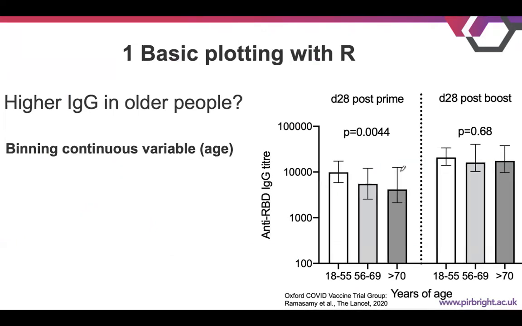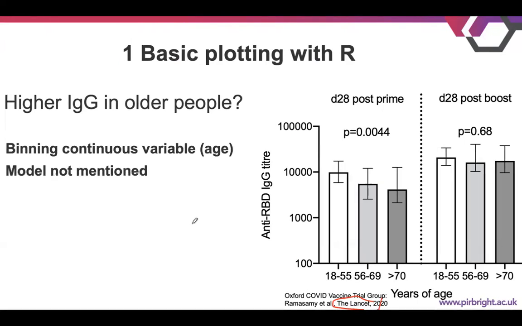So we're looking at binning continuous variables as well. We've got people from 18 to 55, 56 to 69, and then 70 and over. So age is a continuous variable, but it's binned. That's a bad choice. And this was published in the Lancet as well, which is one of these big multi-author papers. So they did think about the visuals very well.